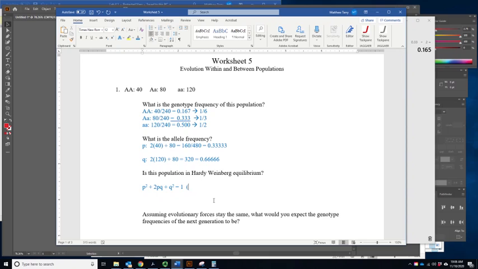And so I'm going to have 0.333, or 1/3 squared, plus 2 times 0.333 times 0.6666. And then we're going to add in our q value, which in this case is 0.6666 squared, like that. And that's always going to equal 1.